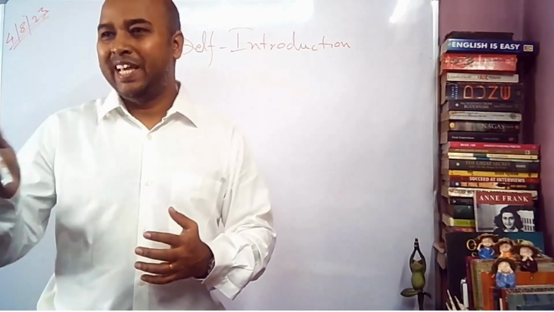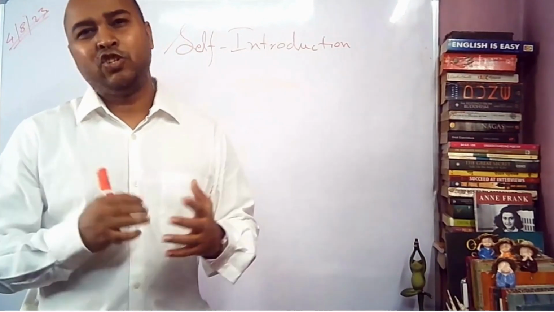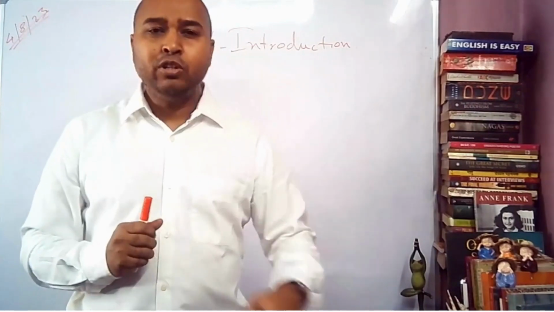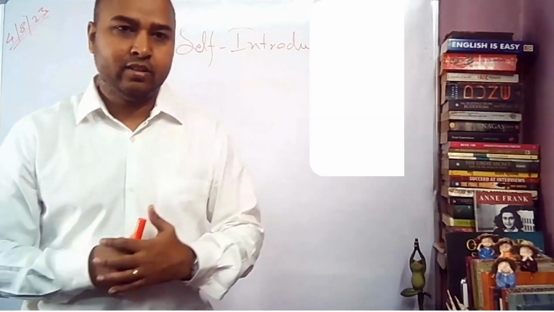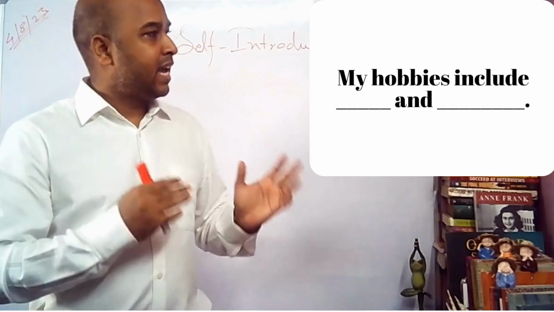Alright, so you like cycling, great. Okay, you like playing chess. Even I like playing chess, great. So how would you say this in a sentence when it comes to introducing yourself? You can say, my hobbies include dash and dash.